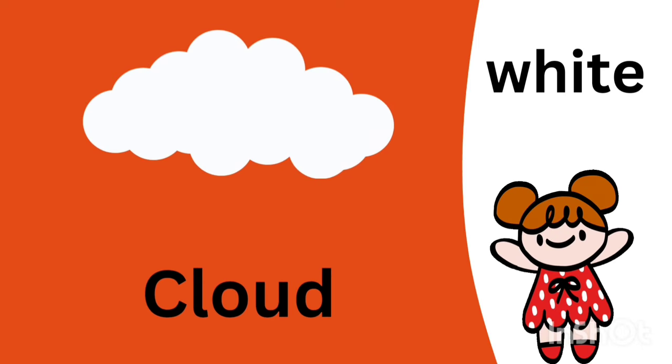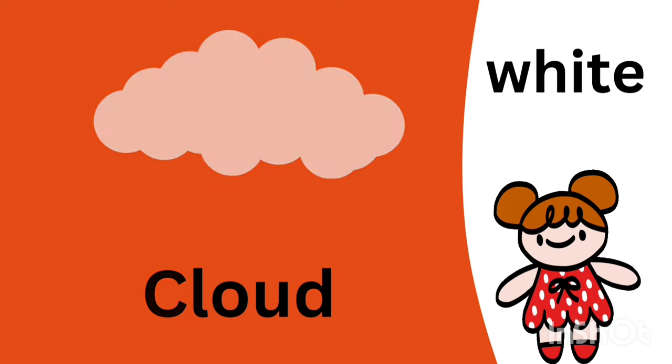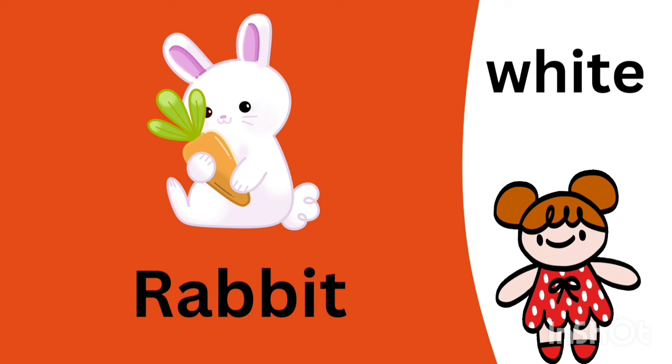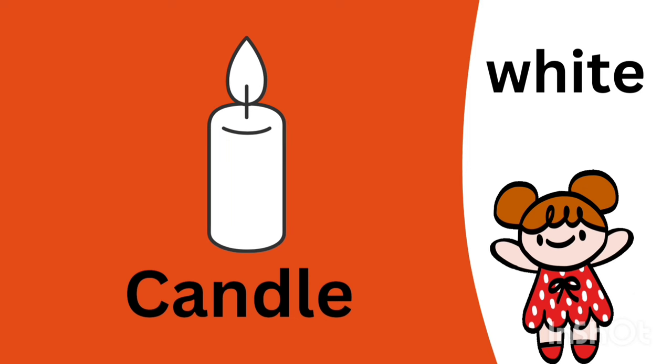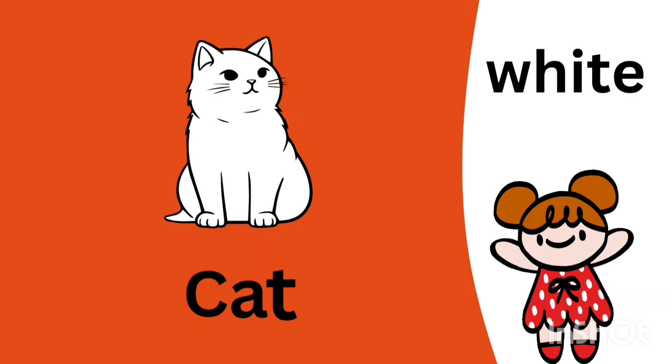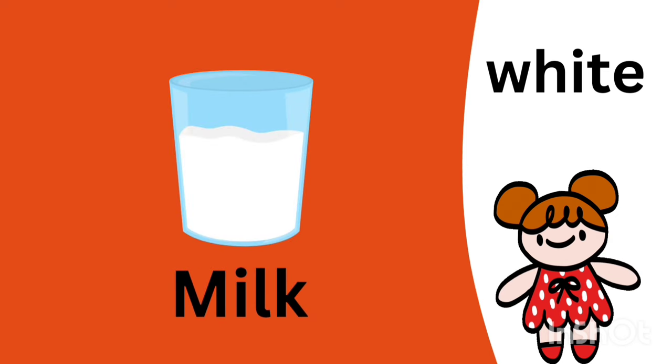What color is this? This is the color white. It spells W-H-I-T-E. Cloud is white. Rabbit is white. Candle is white. Cat is white. Milk is white.